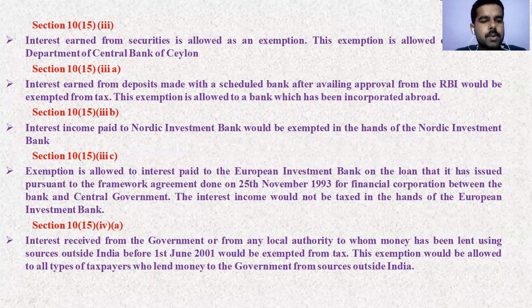The next one, interest received from the government or from any local authority to whom money has been lent using sources outside India before 1st June 2001 would be exempted from tax. This exemption would be allowed to all types of taxpayers who lend money to the government from all sources outside India. Okay, interest is from the government, so you observe, local authority. Okay, government or local authority. Then this type of amount will be fully exempted for those who lend money to the government from sources outside India. Okay, you observe carefully here.